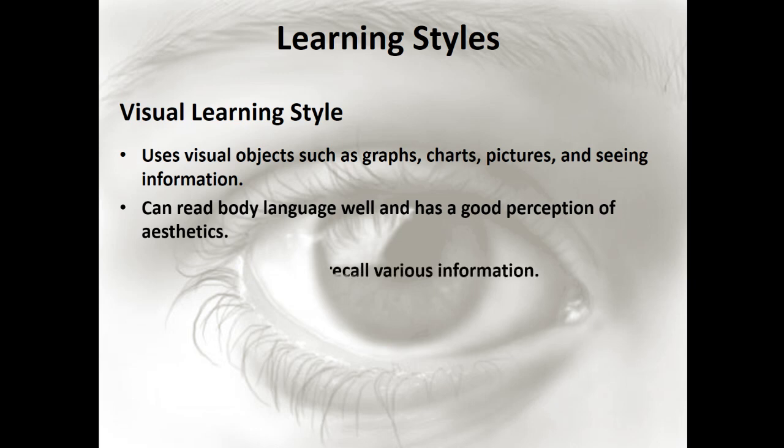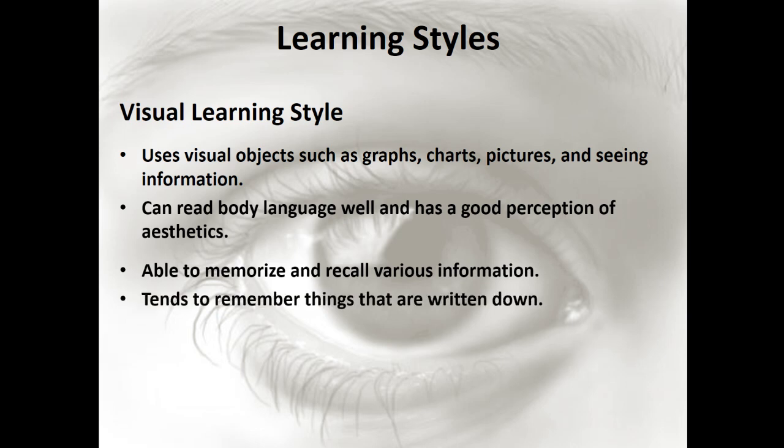They're able to memorize and recall various information, overall what they see. They tend to remember things that are written down. They don't actually remember the words. They actually remember the picture. They picture what they see, even if it is words, and they tend to remember it that way. And they're also very sensitive to facial expressions. Like I mentioned earlier, they have a tendency to look at nonverbals and read your body language very well.